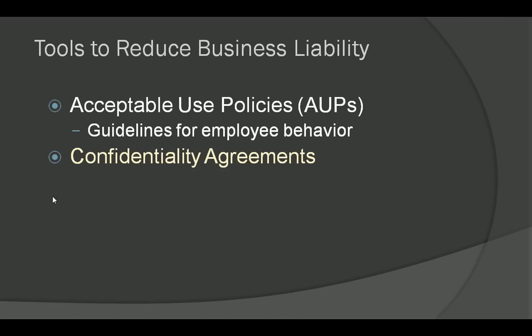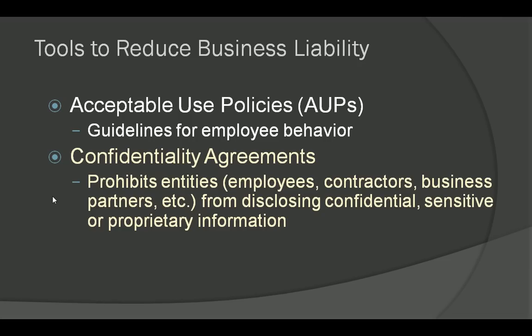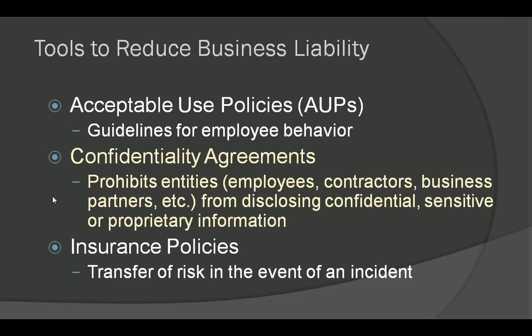So guidelines for employee behavior. Confidentiality agreements, which basically define what we're allowed to share outside the company. Again, that's going to help us protect intellectual property, which is, of course, a liability. Insurance policies allow us to transfer the risk to someone else. So we can say, you know what, we have this risk, but instead of mitigating that risk with policy, or in addition to mitigating that risk with policy, we're going to augment that by getting insurance.